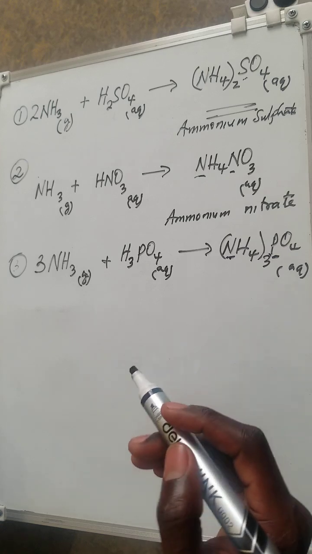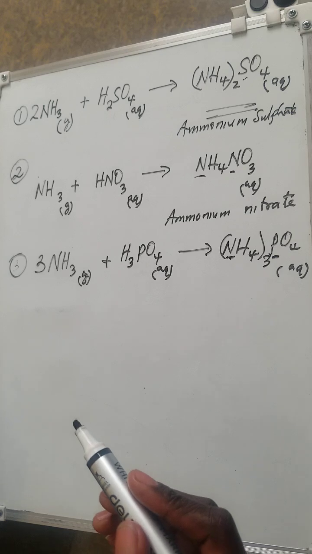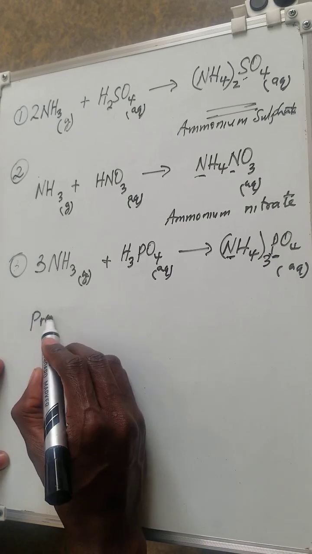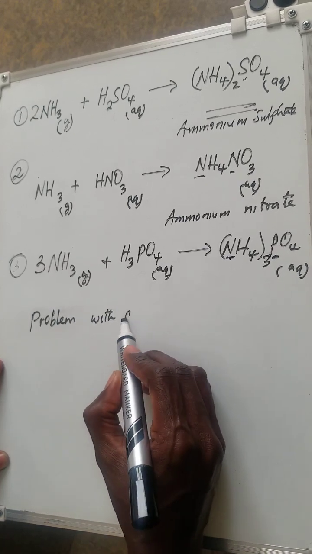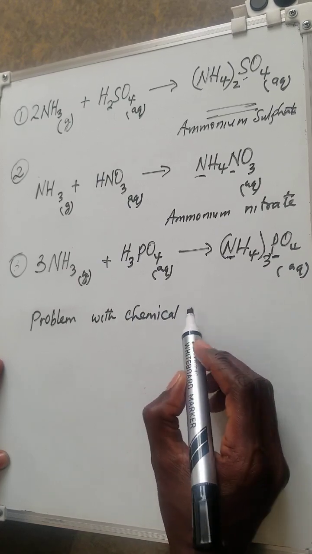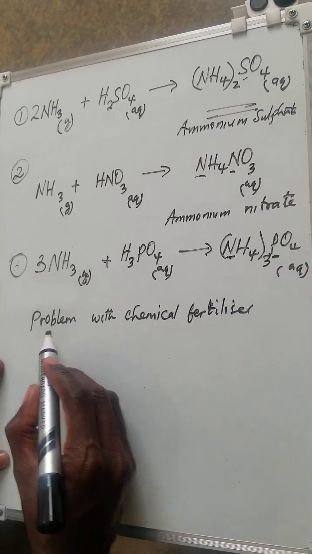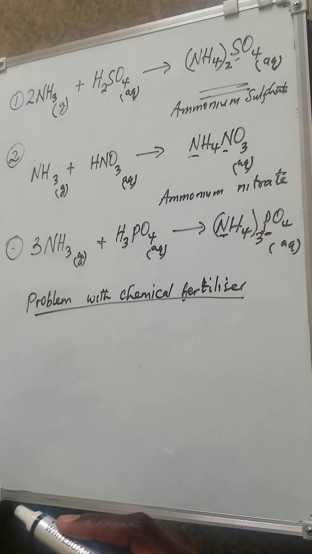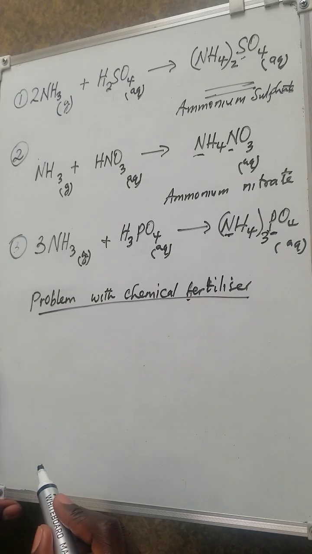Now another aspect I need to talk about, which they are going to ask you in the exam, is the problems associated with chemical fertilizer, because the fertilizers I've mentioned here are all chemical fertilizers. They are made artificially in plants. They are not natural, like manure that may come from cow dung, chicken and the like, or things that are rotten. These are simply made up of chemicals.